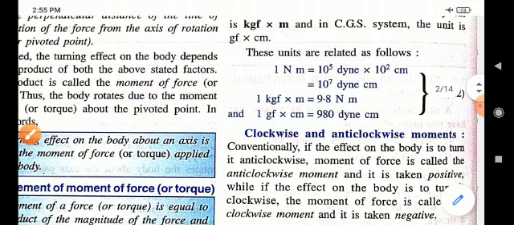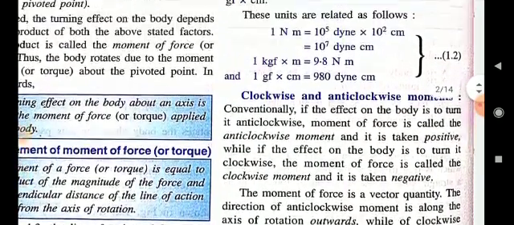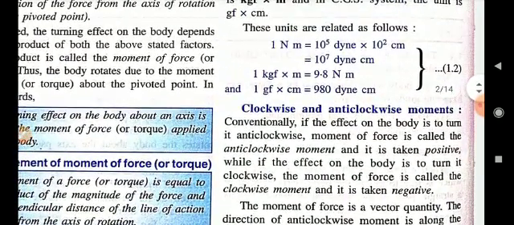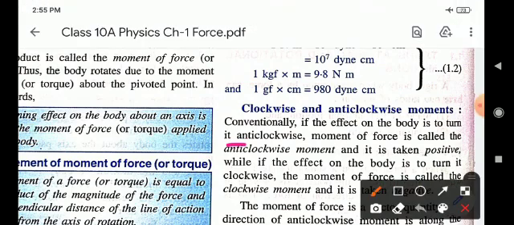Children, the turning effect of a moment has two directions, clockwise and anti-clockwise. Conventionally, if the effect on the body is to turn it anti-clockwise, the moment of force is called the anti-clockwise moment and it is taken as positive.